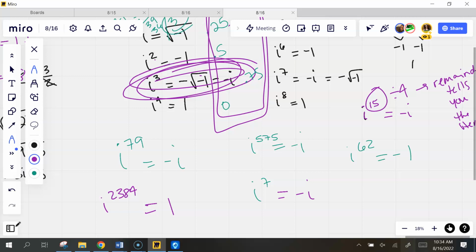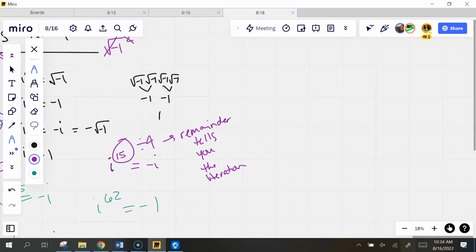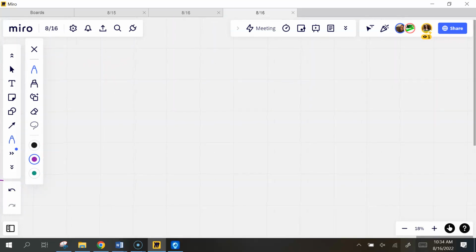All right. Let's do some operations with I and see what happens. You are going to treat I like any other variable. What's 4i times 7i? Simplify it.